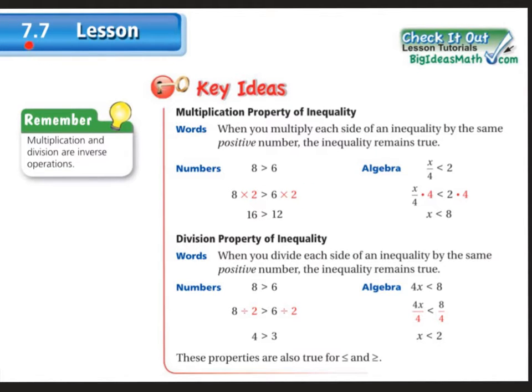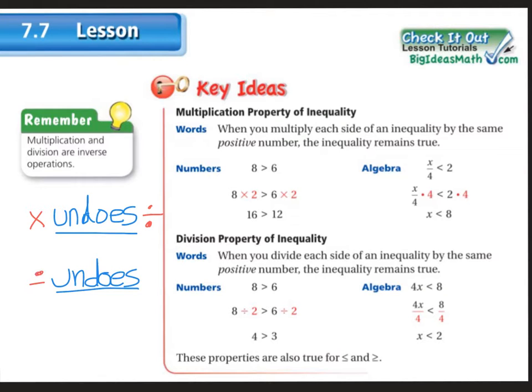Okay, so this is the video for 7.7, and we're going to be looking at the multiplication property of inequality and the division property of inequality. And really, these are the exact same things as we did with equations using opposite math. Remember, in opposite math, multiplication undoes division, and division undoes multiplication. So that's basically what we're doing here.